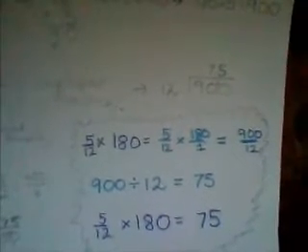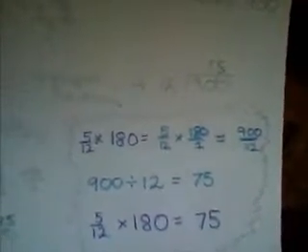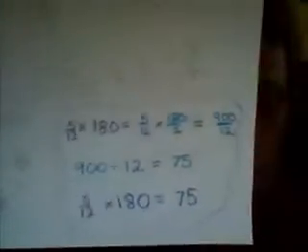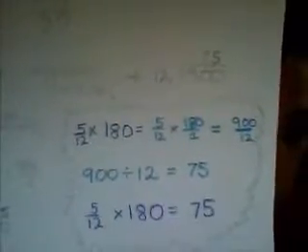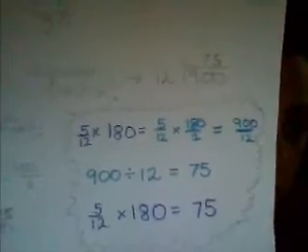times 180 over 1. Multiplying top times top, bottom times bottom, I've got 900 over 12, which means I have to divide. 900 divided by 12 is 75. Therefore, did I do a little therefore sign? Can't see. Therefore, 5 twelfths times 180 is 75.